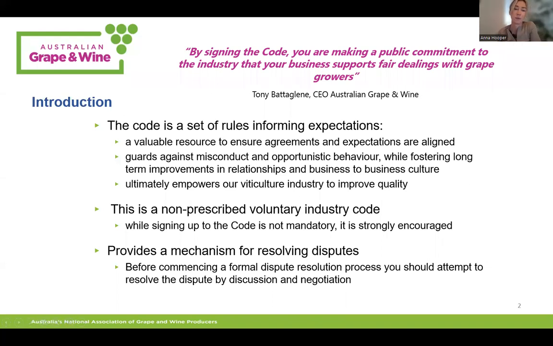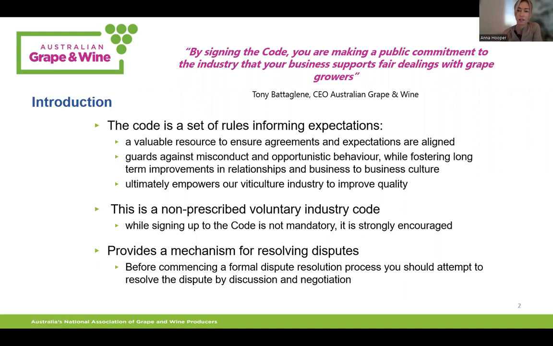So we'll start with a bit about the Code. The Code was developed by a Code Management Committee made up of equal numbers of winemakers and grape growers, and it's basically a set of rules to ensure that agreements and expectations are aligned. It is wineries that sign the Code, not growers, and by doing so, they are effectively incorporating the provisions in the Code into their contracts, which I'll refer to from now on as grower supply agreements.